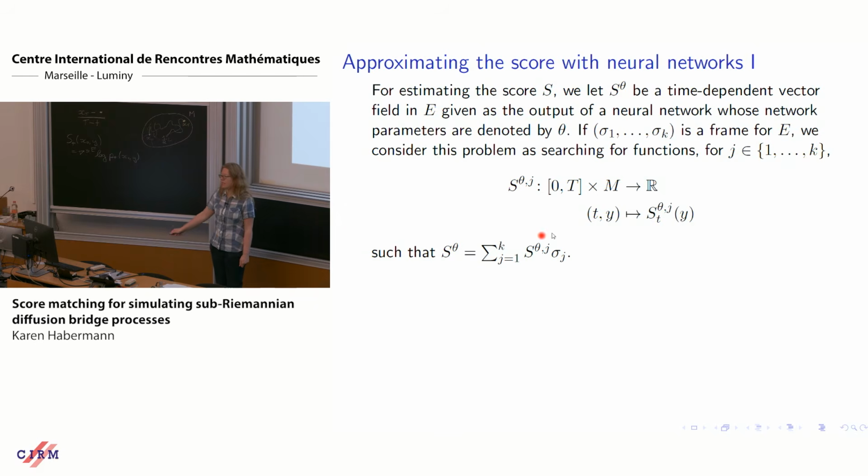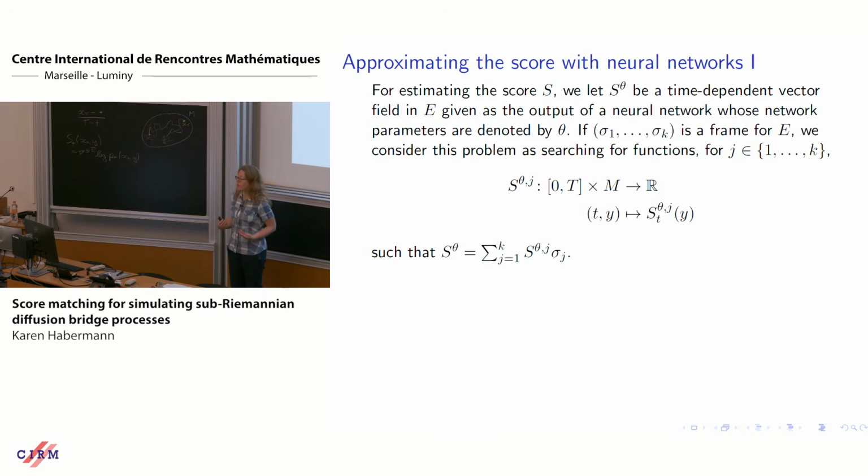And the notation here is that S is going to be our true score. So this is a time-dependent vector field, because we have the time dependence, and if we evaluate it at a point, we get out a vector. And then these S thetas are going to be approximations to the score, where theta is one letter which denotes all the possible parameters we have. So this is a family of parameters which we can tune, and we need to find a way of how to tune it.